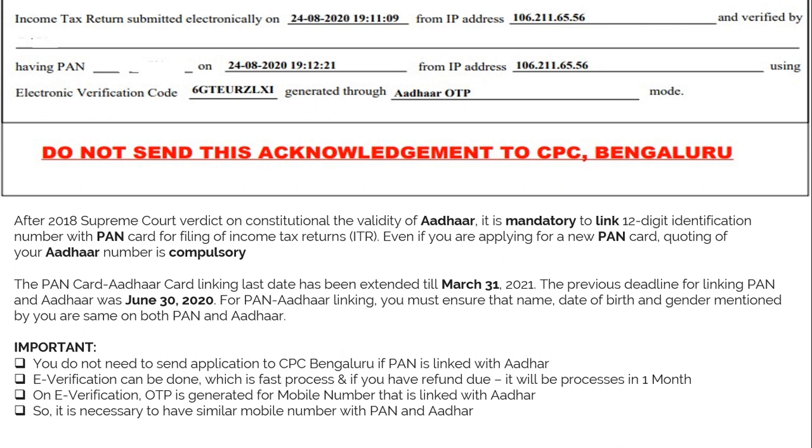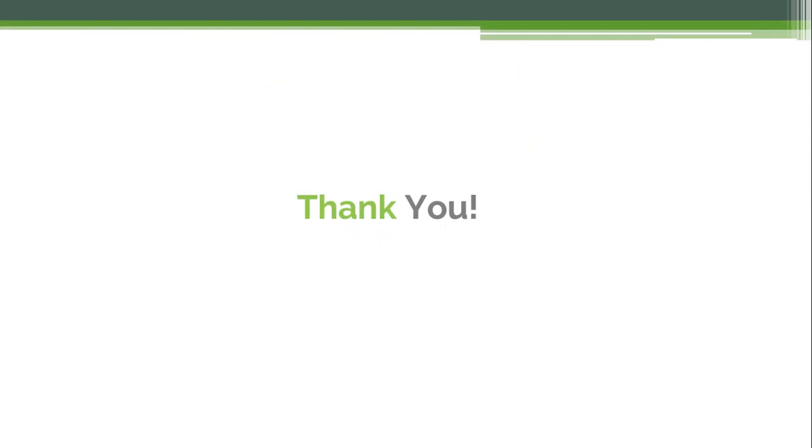How wonderful it is that once you have Aadhaar and PAN linked, you can do the e-verification in just a few minutes. Your e-verification is done, and your refund due, if there is any, will be processed in just 1 month. You don't have to send the acknowledgement and then wait for it to be processed. So thank you so much. This is all about Form 16, Form 26AS, and how Aadhaar linking can be done.